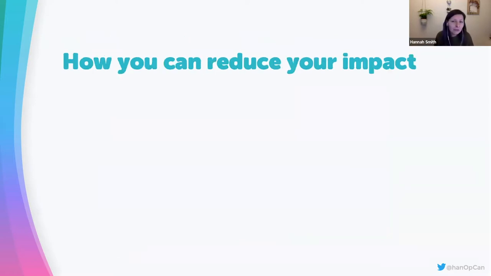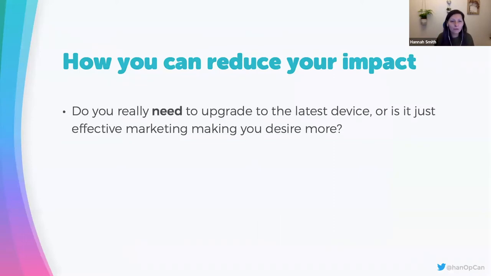So anyway, how can we reduce our impact? Just thinking about these devices that we own, the first thing is to ask yourself, do you really need to upgrade to the latest device? Or is it just clever marketing making you think you need a faster phone or a faster laptop? As a web developer these days, the vast majority of phones being sold are far more capable than they need to be to do the vast majority of internet surfing or running apps. So we definitely have a consumer problem and a marketing problem. So ask yourself, when that promotion comes through from your mobile company, do you really need to upgrade to the latest device?